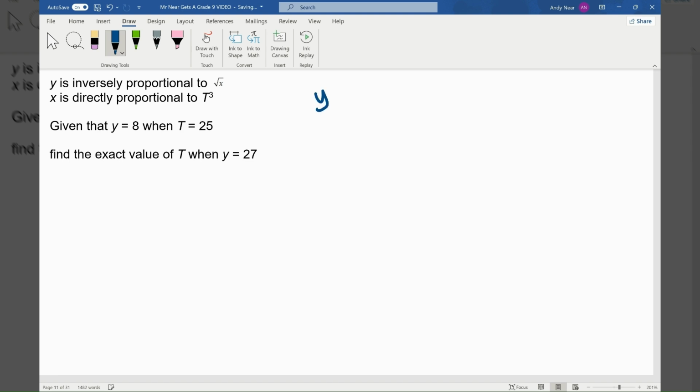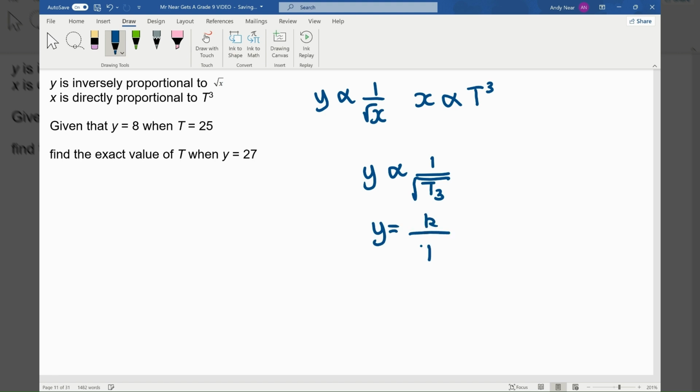So we have that y is inversely proportional to the square root of x, and x is directly proportional to t cubed. Now, when you come to write this, you can replace x by t cubed. So you can say that y is proportional to 1 over the square root of t cubed, and so y is going to be equal to k over the square root of t cubed. That 3 up here should be a power.